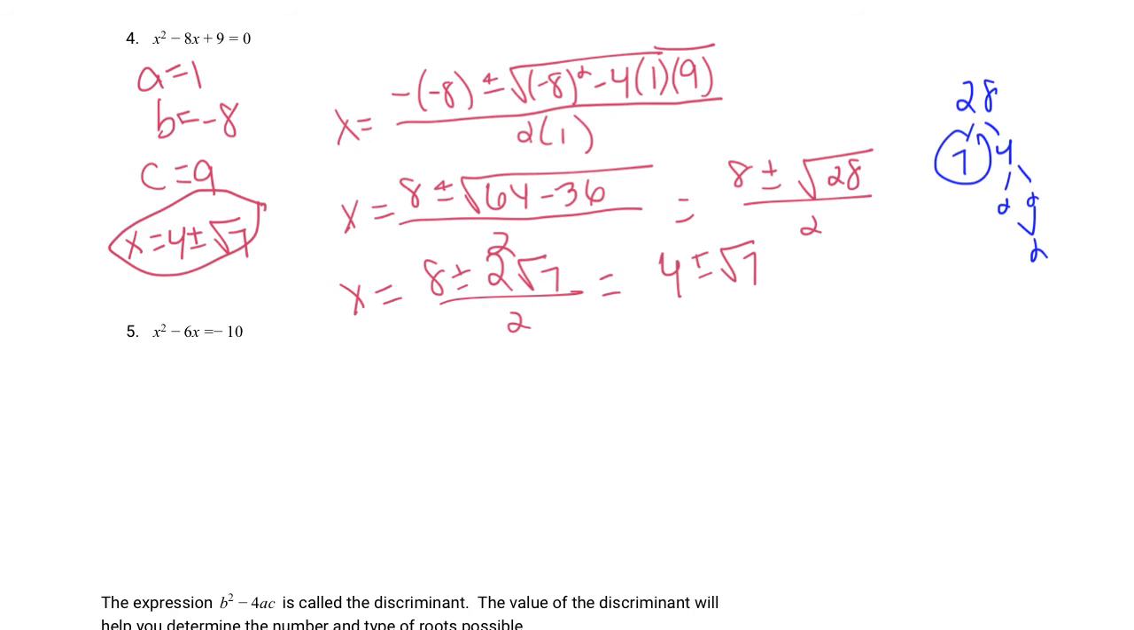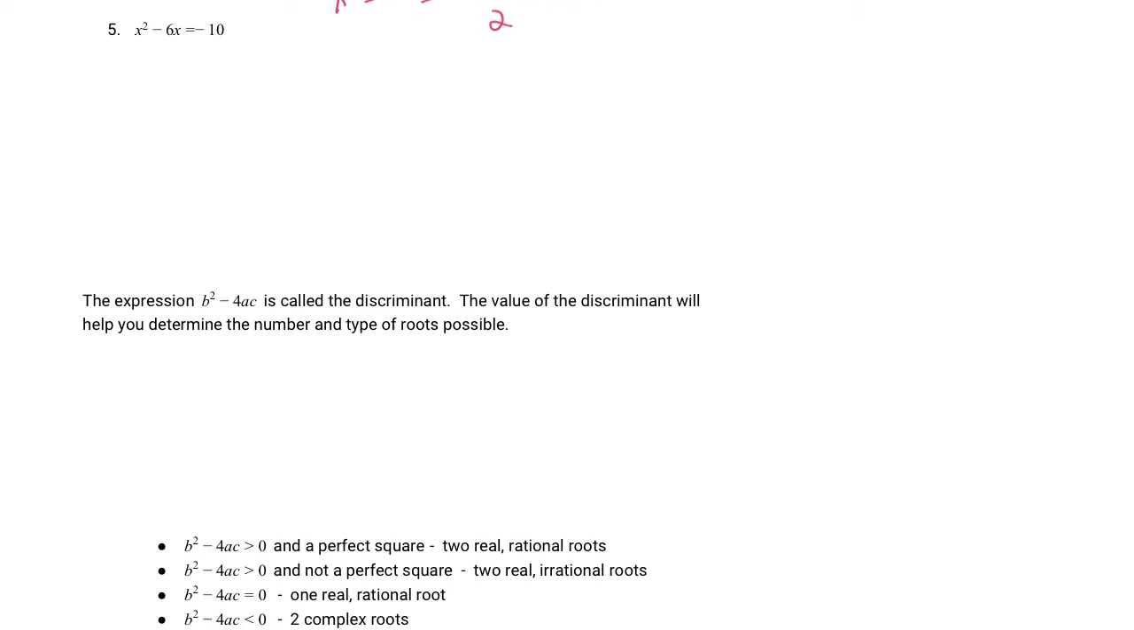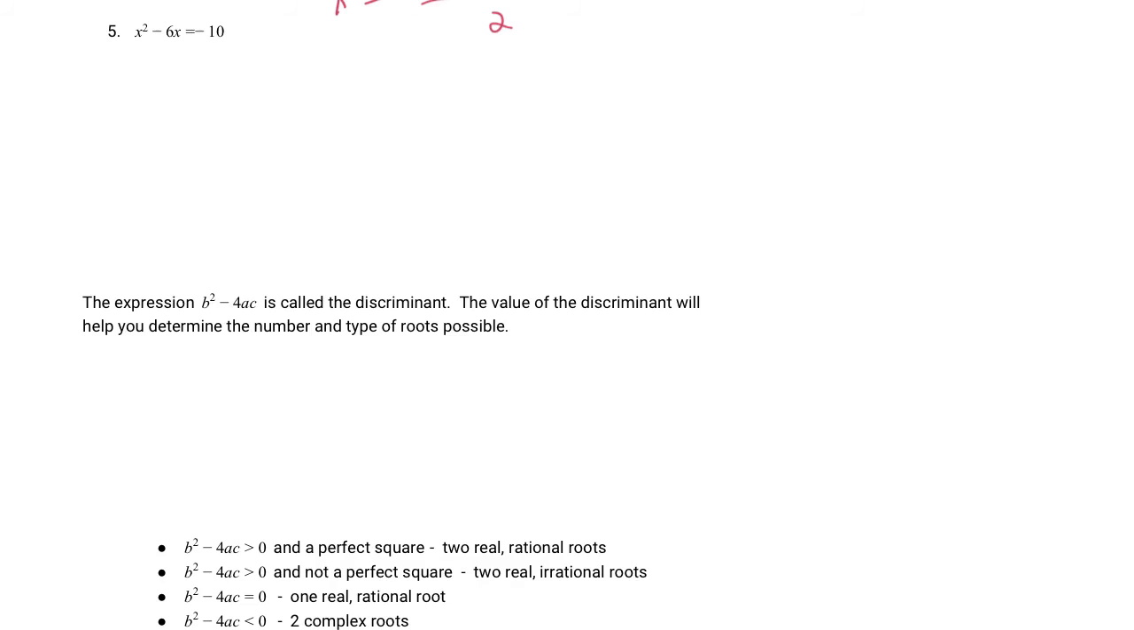All right, last one is all yours. Do it. All right, we can do it. I have to rearrange this one. So we add 10 and add 10. We get x squared minus 6x plus 10 is 0. Sorry, the last problem kind of encroached on our space. a is 1, b is -6, c is 10.